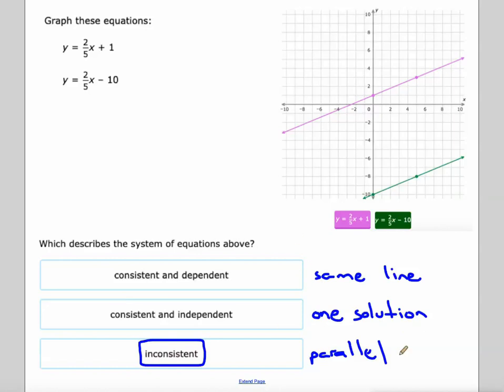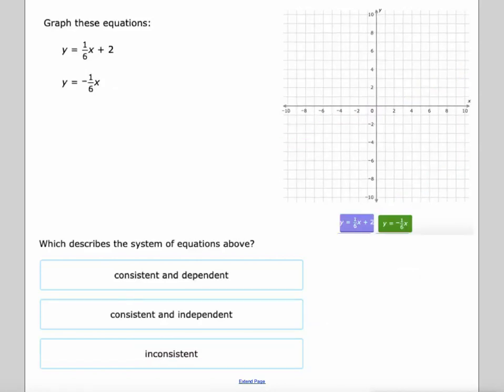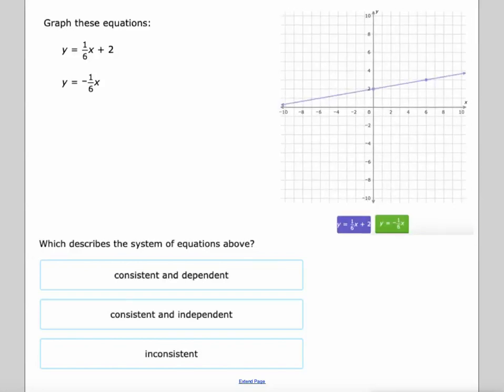If you had notes like this down and you're good at graphing while you're doing this skill on IXL, it shouldn't take you very long to get through it. Let's do another one here. So now we've got the first line here. This is a system of equations. It's got a y-intercept of 2 and a slope of 1/6. So a y-intercept of 2 right there, and then from there we go up 1, right 6.